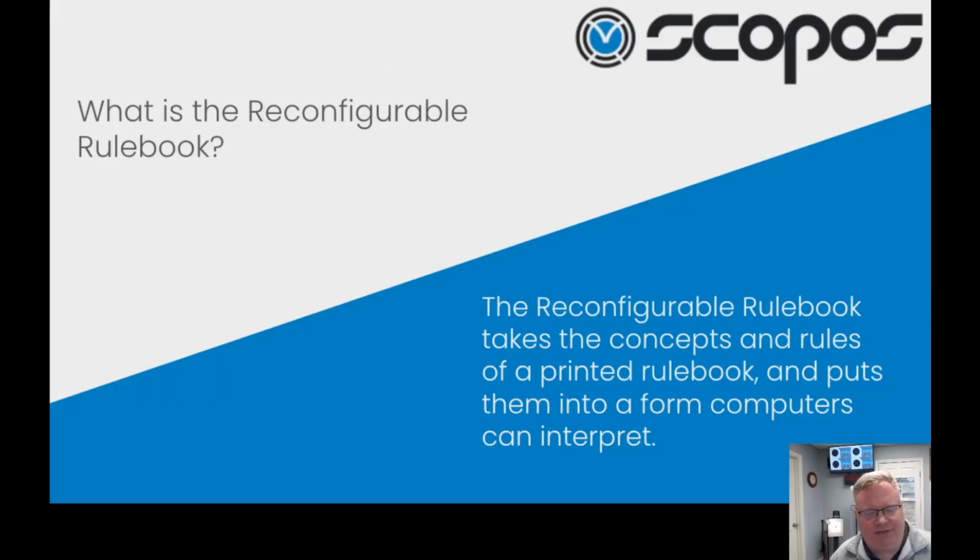All right, so let's ask the obvious question: what is the Reconfigurable Rulebook? At its core, the Reconfigurable Rulebook is a way of formatting data for the sport of shooting, with the goal of taking the concepts and rules found in a printed rulebook and writing them into a standardized form that computers can readily understand. All right, so what does that mean in practice?